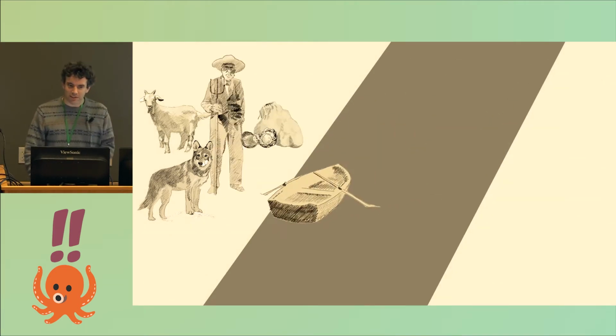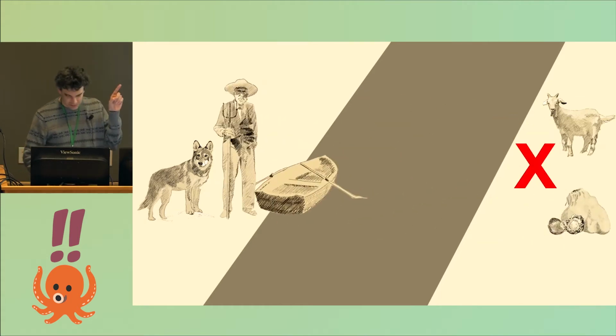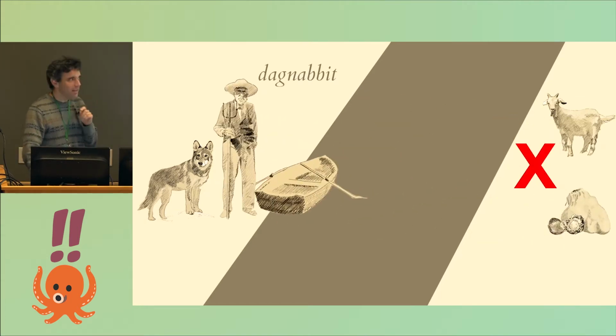And wolves eat goats, so that was no good. And goats eat cabbages, so that's no good. So maybe you've heard this puzzle before. How do you get all three things safely to the other side? So today we're going to tackle this puzzle using two different programming languages.